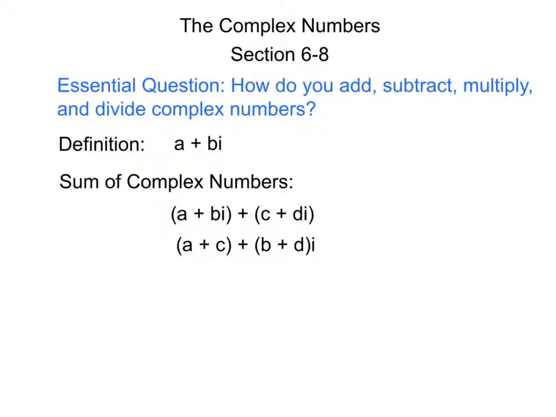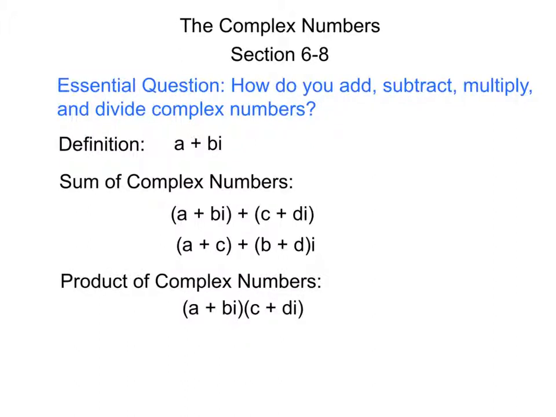The quantity a plus c, plus the quantity b plus d, times i. So again, you add the real parts, the a plus c, and you add the imaginary parts, b plus d. But the imaginary parts need to be multiplied by i. So this is how you handle the sum of complex numbers.